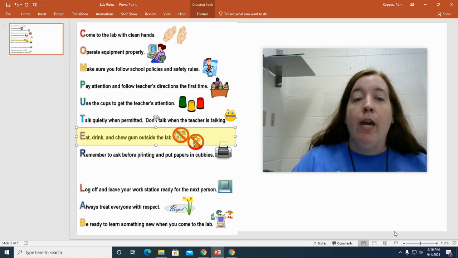E is eat, drink, and chew gum outside the lab. We cannot have any of those things near the computers where they can damage the electronics.